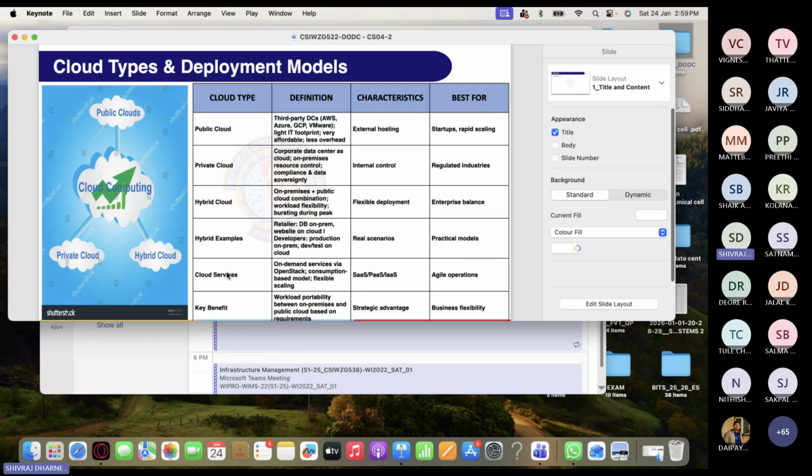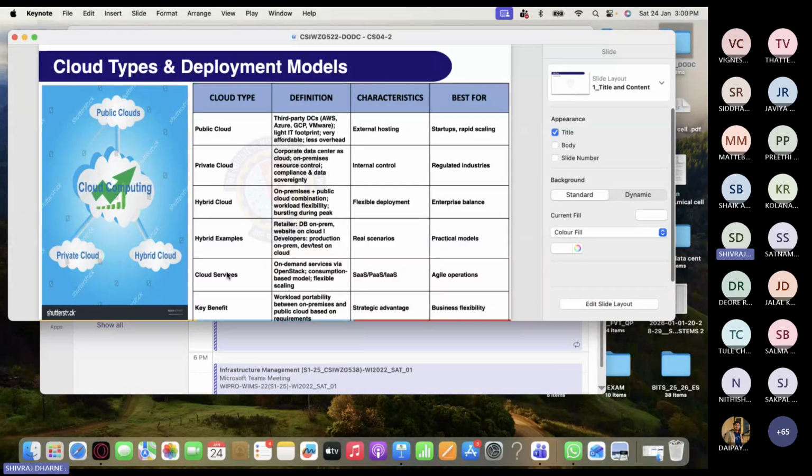Cloud types and deployment modes. In the first class itself I was telling you about public cloud, private cloud, and hybrid cloud, with hybrid examples, and cloud services and benefits. Public cloud means third-party data centers, like AWS, Azure, and GCP.